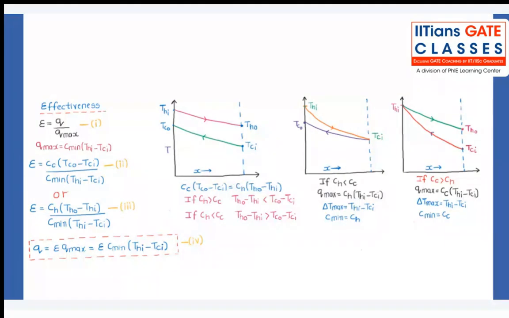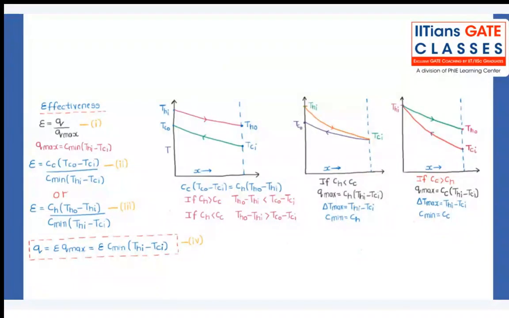Now, let us say in a heat exchanger, and that too an infinitely long counterflow heat exchanger, I want to do a hypothetical calculation of the maximum possible heat transfer rate. I have made the counterflow heat exchanger infinitely long. If my CC is greater than CH, my cold fluid heat capacity rate is greater than the hot fluid. That means the hot fluid has the minimum heat capacity rate.